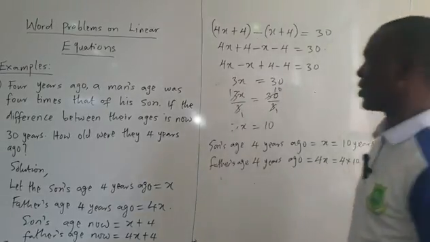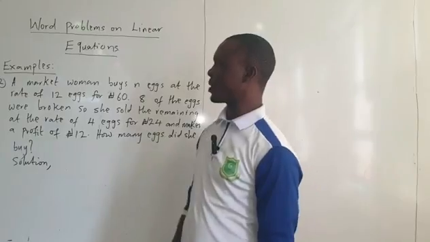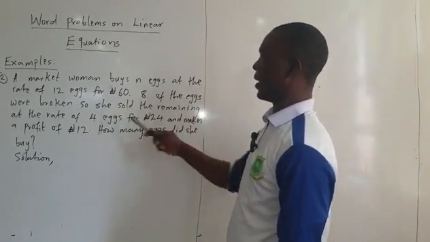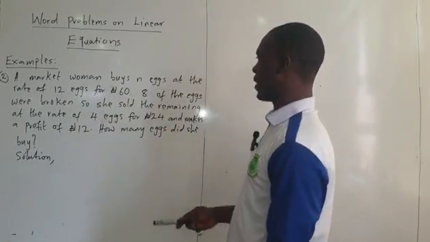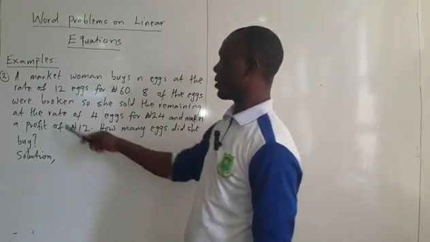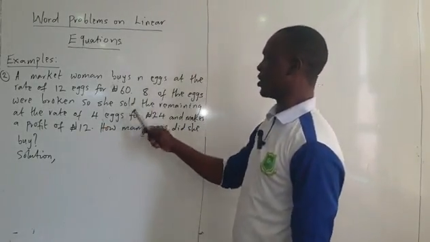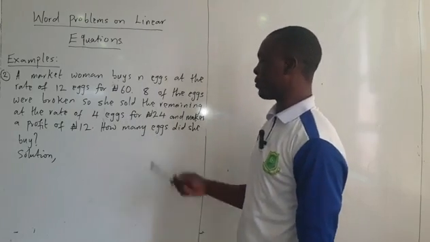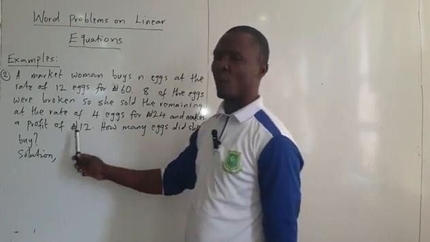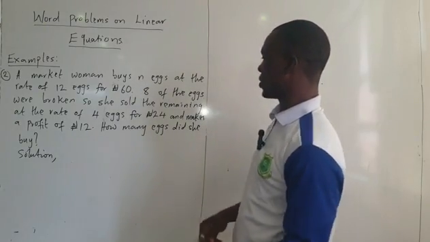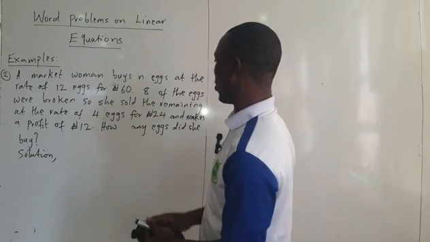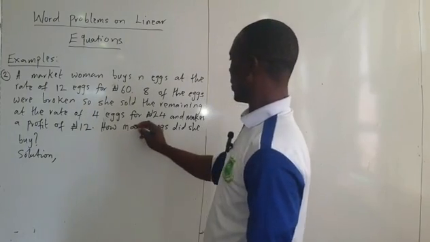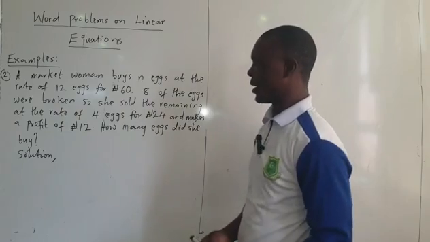So let's move to the second example. Number 2 says a market woman buys n eggs at the rate of 12 eggs for 16 naira. 8 of the eggs were broken, so she sold the remaining at the rate of 4 eggs for 24 naira and makes a profit of 12 naira. How many eggs did she buy?